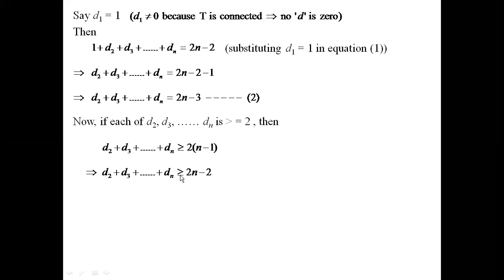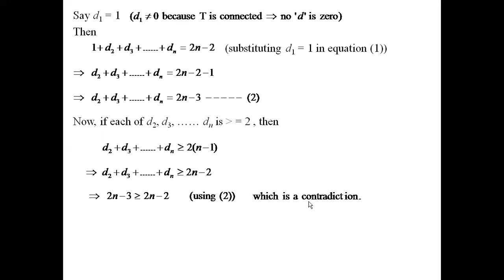So this is greater than or equal to 2n minus 2. But from equation 2, we substitute the left hand side: the sum d2 to dn is 2n minus 3 from equation 2. We substitute that into the left hand side. So we have obtained 2n minus 3 is greater than or equal to 2n minus 2, which is again a contradiction. 2n minus 3 is never greater than or equal to 2n minus 2. So this becomes a contradiction for us.